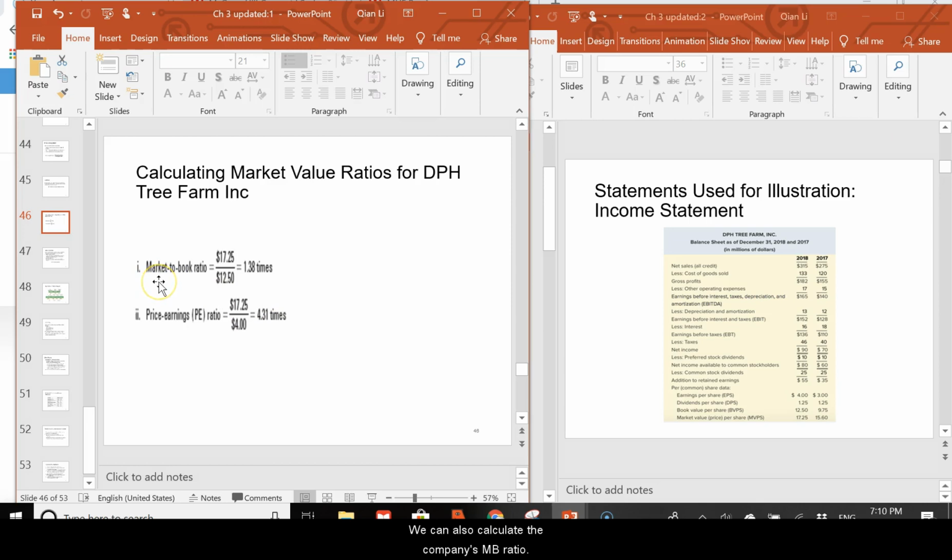We can also calculate the company's MB ratio. Price is 17.25. Book value per share is 12.5. So that means the company's market value is about 1.38 times the company's book value of equity. If you don't remember how these numbers were calculated, you can go back to the chapter 2 lecture and review how these ratios were calculated.